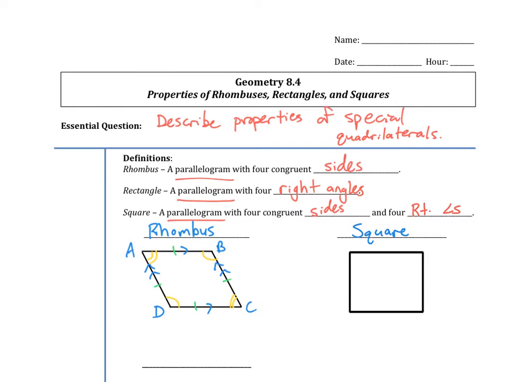A square has 4 right angles and 4 congruent sides. That's what a square would look like. All sides are the same and all angles are right angles.